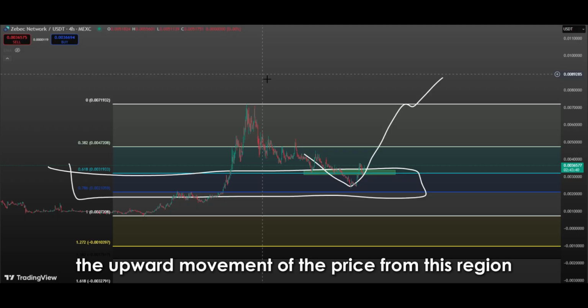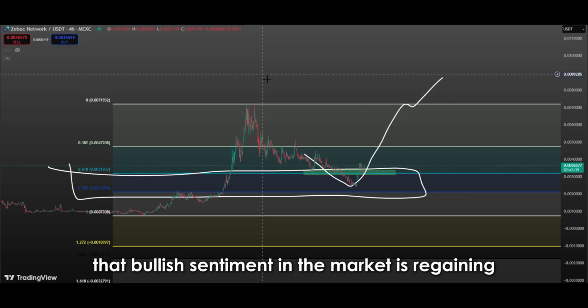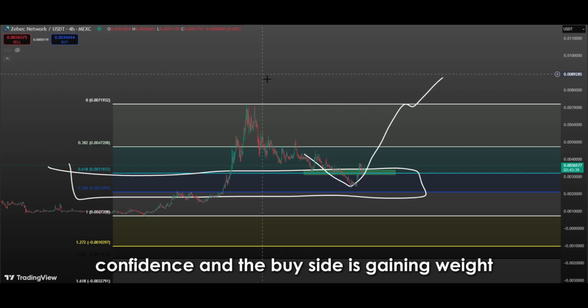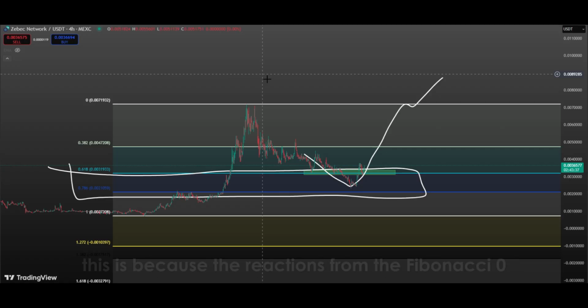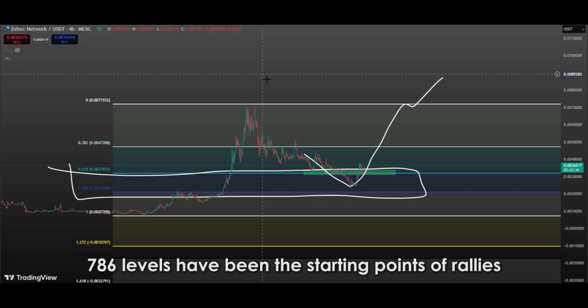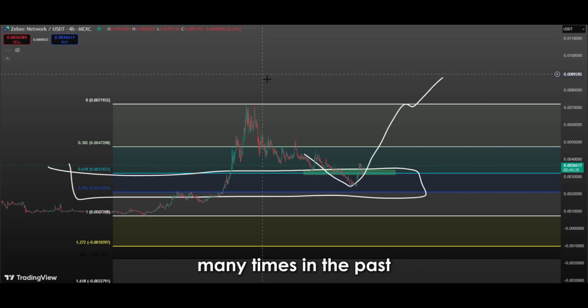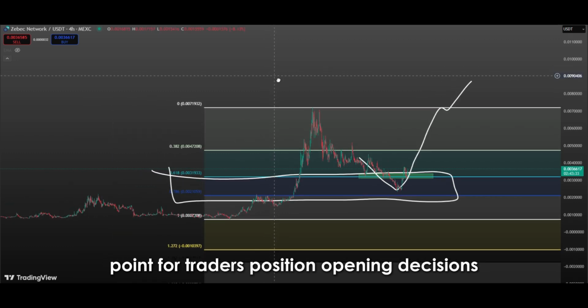In addition, the upward movement of the price from this region also indicates that bullish sentiment in the market is regaining confidence and the buy side is gaining weight. This usually creates a psychologically positive mood as well. This is because the reactions from the Fibonacci 0.618 and 0.786 levels have been the starting points of rallies many times in the past. This technical data is an important reference point for traders' position opening decisions.